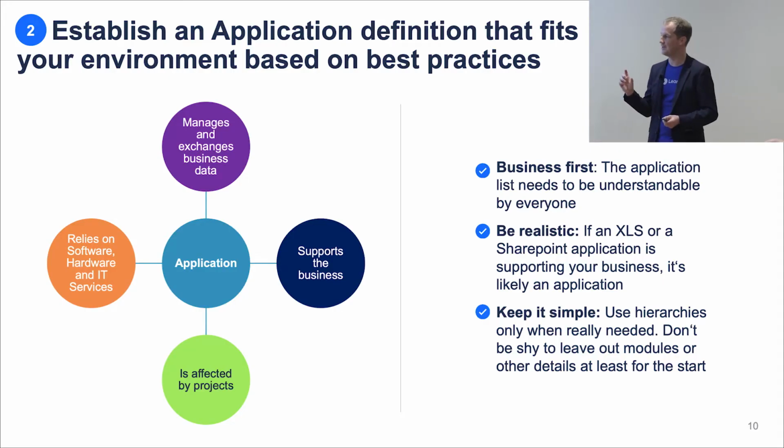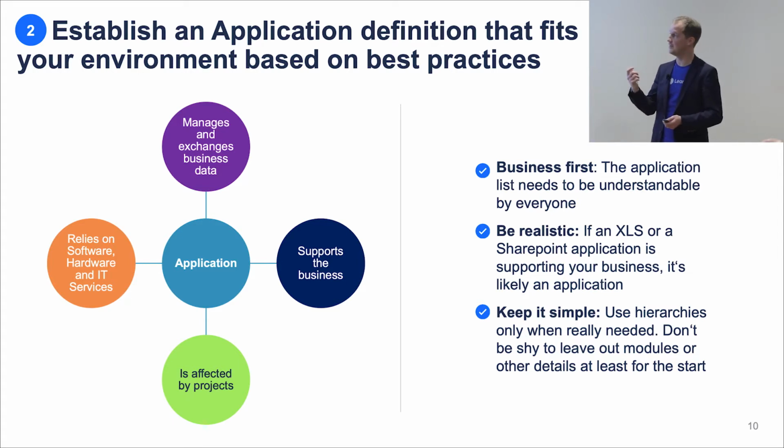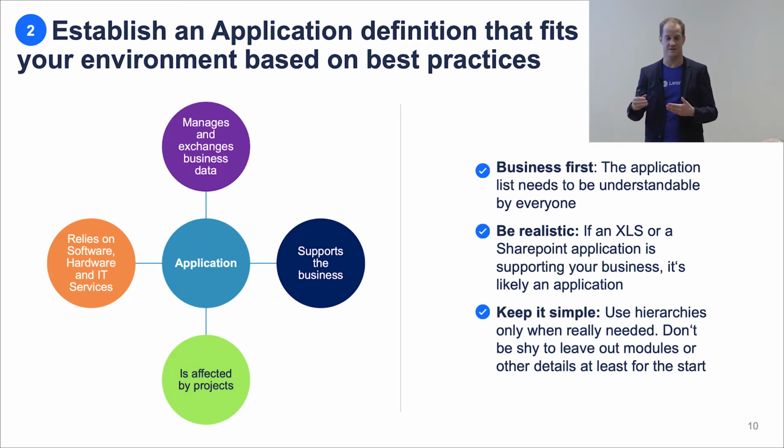So first of all, an application supports the business. It relies on IT components of software, hardware, and IT services. It manages and exchanges business data, and it's affected by projects. So what does it mean in the end? There's a business-first thought behind it. So the application list needs to be understandable by the business. So an application carries the name of how the business understands the application.